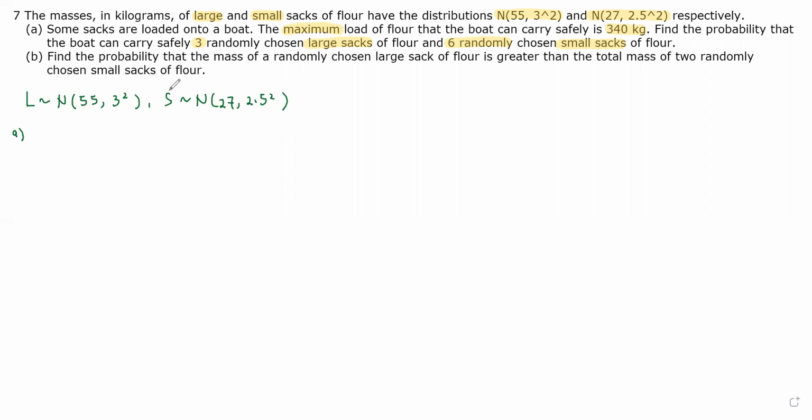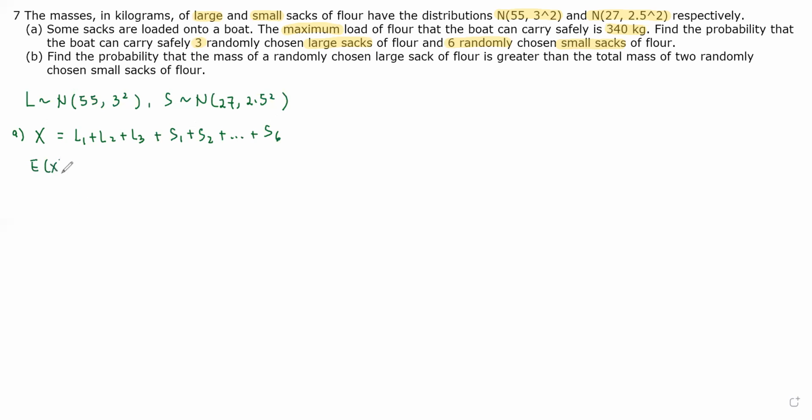For part A, the total load is 3 large and 6 small. We let X be the total load. So this is given by the sum of 3 large sacs, L1, L2, and L3, and the sum of 6 small ones as well. So you have S sub 1, S sub 2, up to S sub 6. And we need to find the probability that X is less than 340.